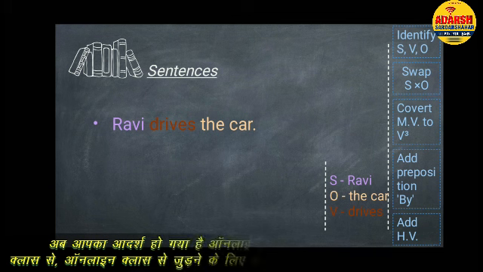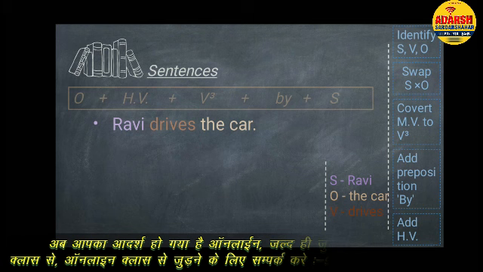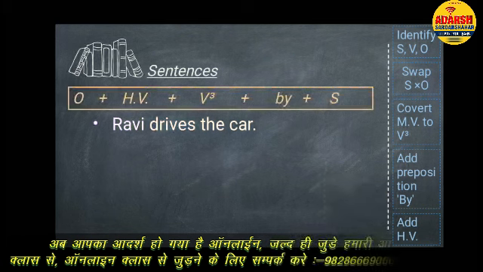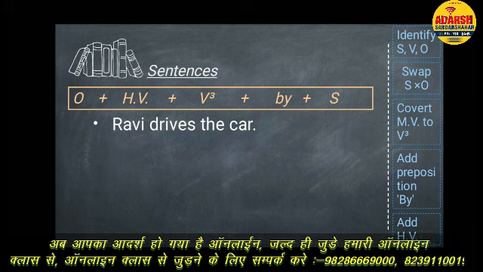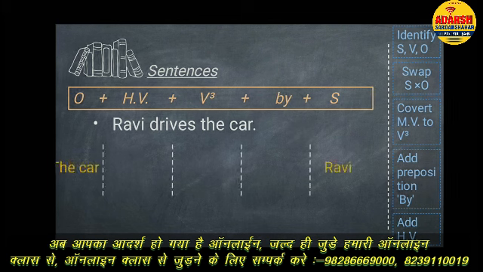Now let's go to second step. Before going to it, let us remember our structure. In our first video, we have discussed its structure. So please check the video. The structure of passive voice is object plus helping verb plus main verb, which is verb's third form, plus by plus a subject. Now here, let's go to our second step. Here, we put the car, which is our object, in the place of our subject, and our subject Ravi in the place of our object.